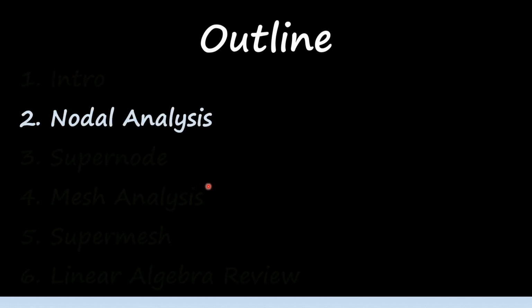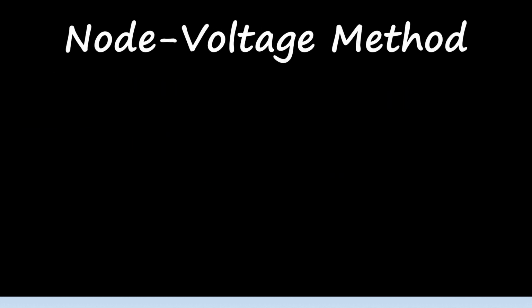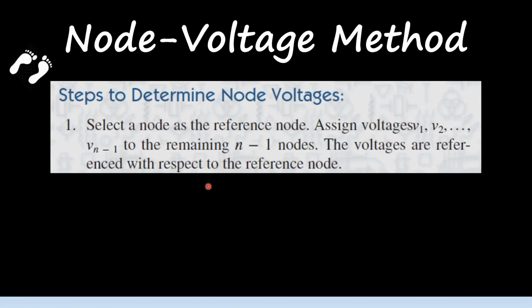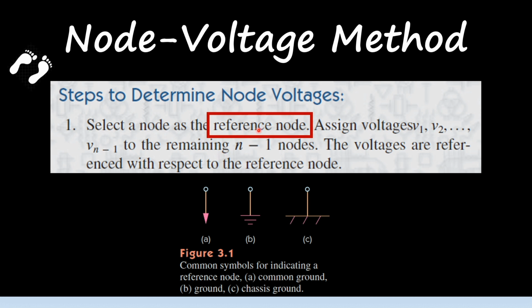So let's go over nodal analysis, which is also known as the node voltage method. And all we are going to do is follow a set of steps. The first step for the node voltage method is you're going to select a node as the reference node, and we're going to call that the ground.